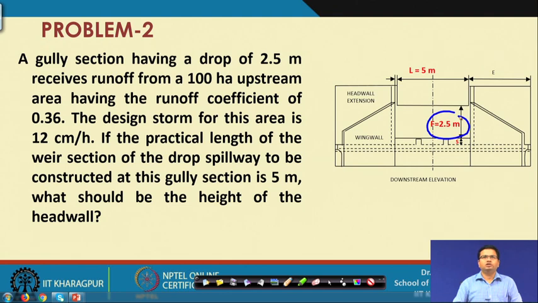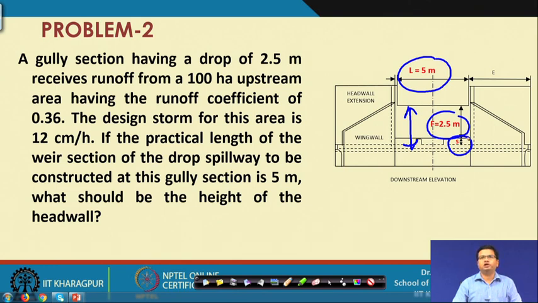Then the question is that if the practical length of the weir section of the drop spillway to be constructed at this gully section is 5 meter, that means L should be 5 meter. Once L is known, the question is what should be the height of the head wall? The height of head wall can be given as F plus S. You can see this height in the figure: the drop plus the height of the end sill S. In this case the value of drop is given as 2.5 meter. So, we have to compute the height of end sill, that is S.